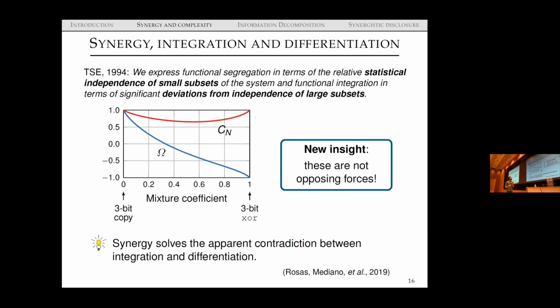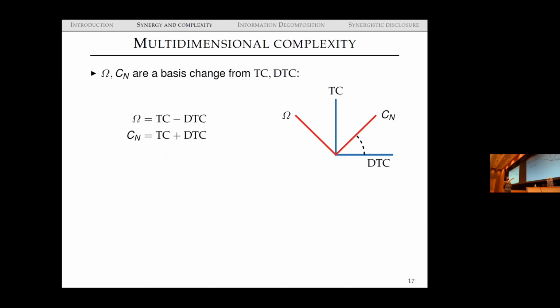In fact, if you do a little bit of math, what turns out is that neural complexity is much closer to the sum of these two quantities, the total correlation and the dual total correlation. So you can see these two quantities, this O-information and neural complexity, as a change of basis from these other two multivariate extensions of the mutual information.